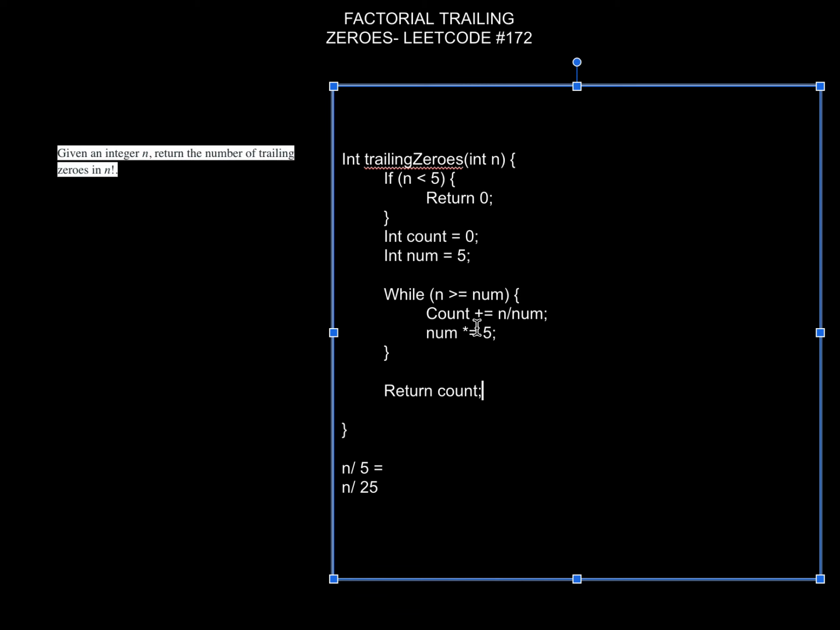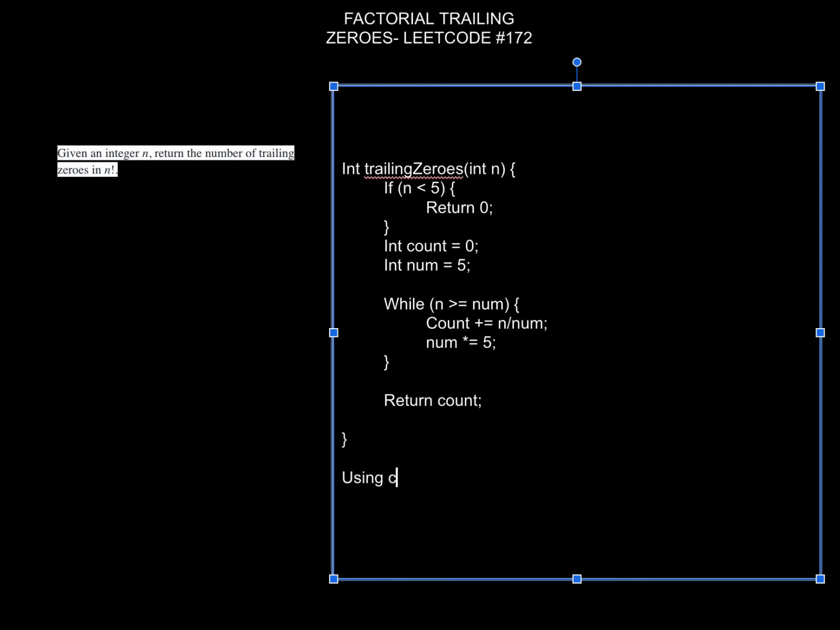So we keep multiplying num by 5. So here we could get the square, cube, 4th power, 5th power of 5s. And until n surpasses this, we would be fine. And n over num here automatically gets the floor using C++, which is what I write in. And so yeah, this is the Factorial trailing zeros Leetcode 172 using C++.